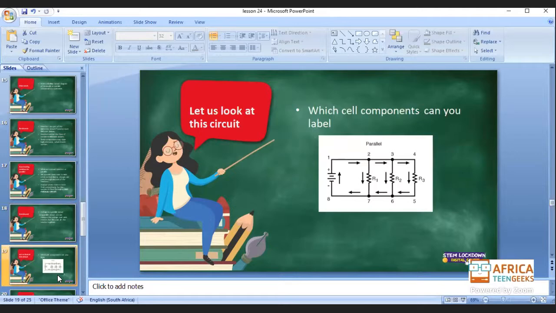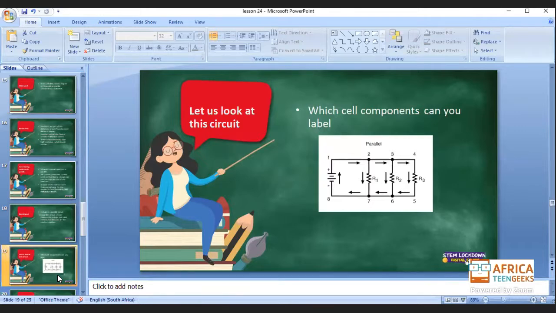So let us look at the circuit. Which components can you label in this circuit? It's a parallel circuit. I want you to label the components that you can count. So we've got resistor 1, then resistor 2, and resistor 3. We've got conductors and we have cells.